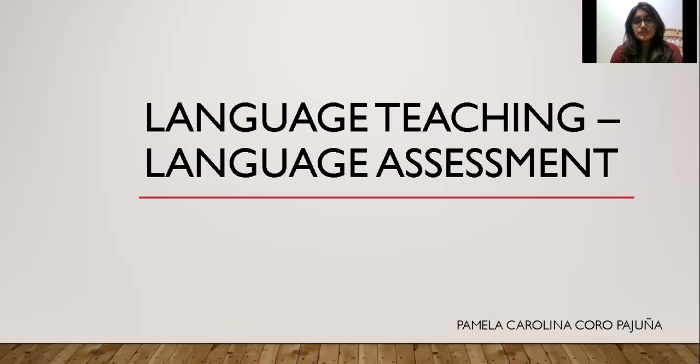two important things that we have in English. They are language teaching and language assessment. Firstly, we are going to talk about them one by one, and after that, we are going to say how they inform each other, since both of them are important to each other. For this, I'm going to share my screen so we all will be able to see, okay? Language teaching and language assessment.